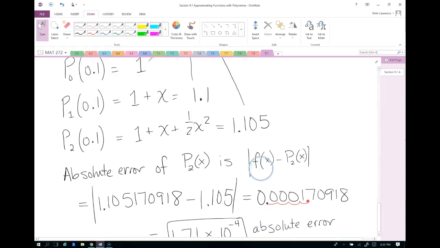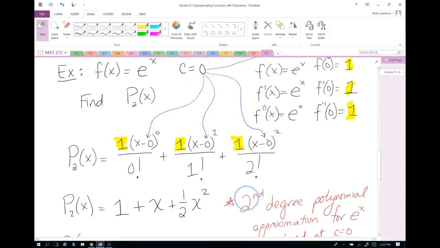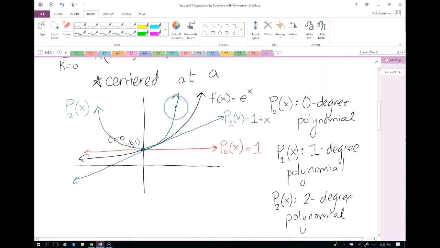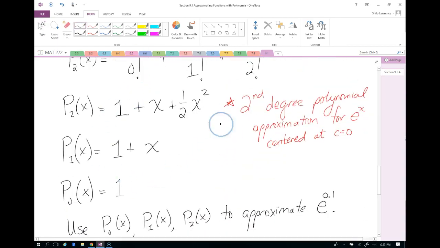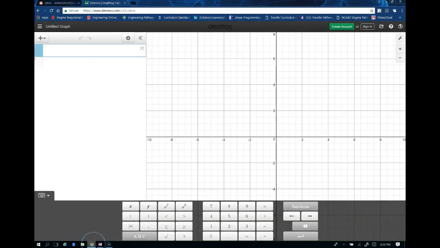So I'm going to switch over to Desmos here and show you a better picture rather than my rough little sketch up here, especially because I think my parabola is off a little bit. Now that we have the exact p sub 2 function, we want to compare this to what our e to the x graph looks like.